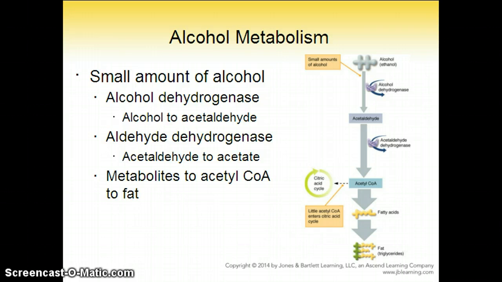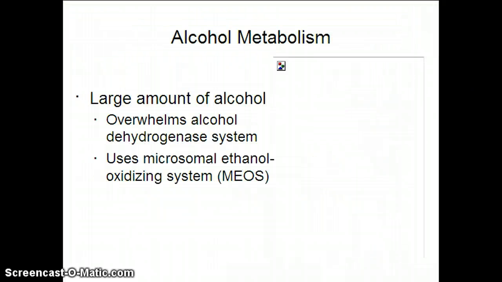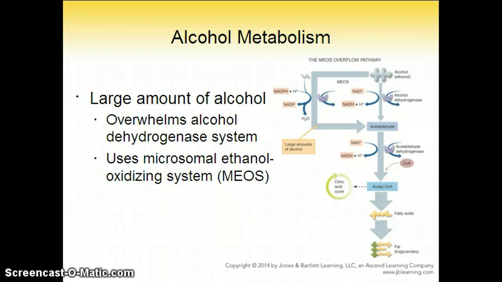With alcohol metabolism, the metabolism of alcohol inhibits the citric acid cycle and primarily forms fat. And this is just showing how that happens. It's figure 8.18 in your textbook. Also, with large amounts of alcohol, it overwhelms the alcohol dehydrogenase system, and it uses the microsomal ethanol oxidizing system, and that figure is also shown in figure 8.19.